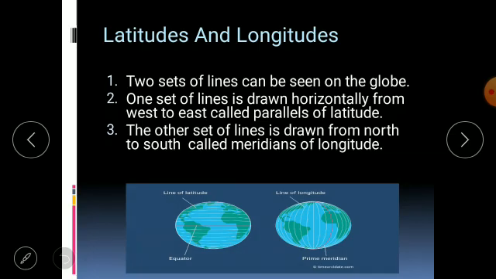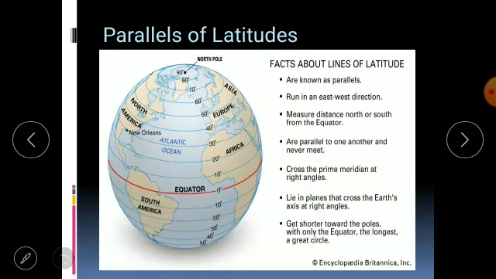Children, you can see two sets of lines drawn on the globe. One set is drawn horizontally, that is, from west to east. They are called parallels of latitudes. The other set is drawn vertically from north to south. These lines are called meridians of longitudes. Now let's learn more about parallels and meridians.